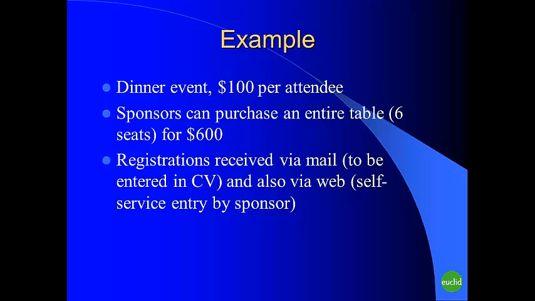We will now demonstrate this with an example dinner event. This event costs $100 per attendee, and sponsors can purchase an entire table for $600. There are 6 seats per table. In this example, we will demonstrate entering registrations within ClearVantage as well as on the web.